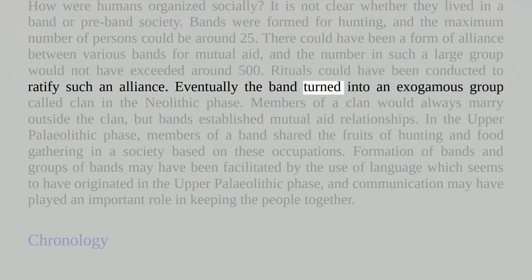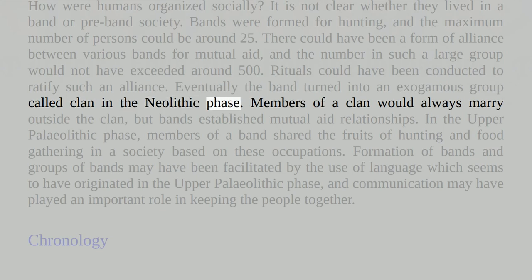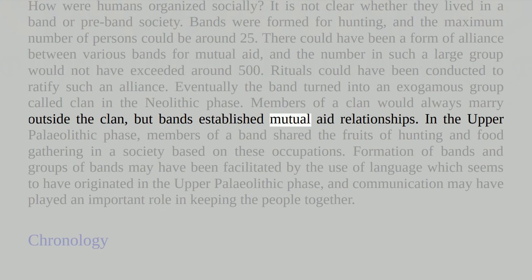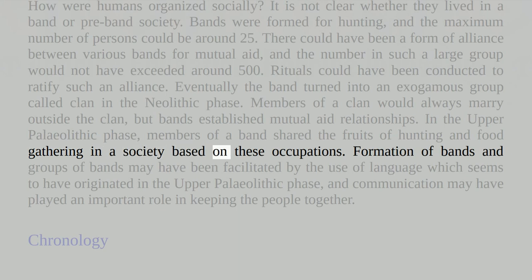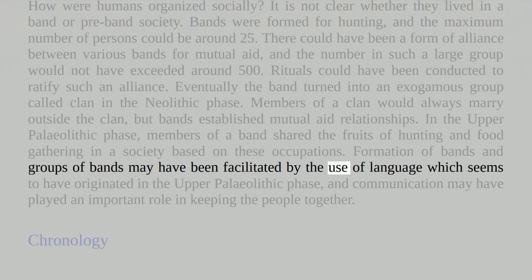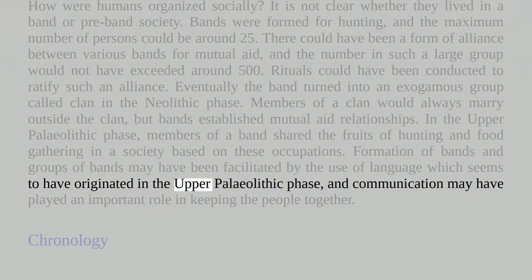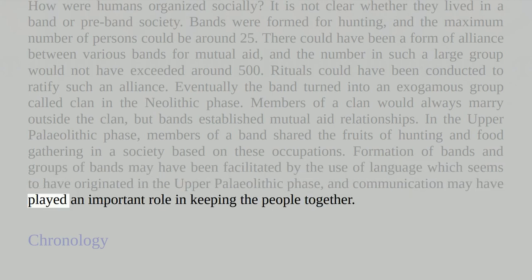Eventually the band turned into an exogamous group called clan in the Neolithic phase. Members of a clan would always marry outside the clan, but bands established mutual aid relationships. In the Upper Paleolithic phase, members of a band shared the fruits of hunting and food gathering in a society based on these occupations. Formation of bands and groups of bands may have been facilitated by the use of language which seems to have originated in the Upper Paleolithic phase, and communication may have played an important role in keeping the people together.